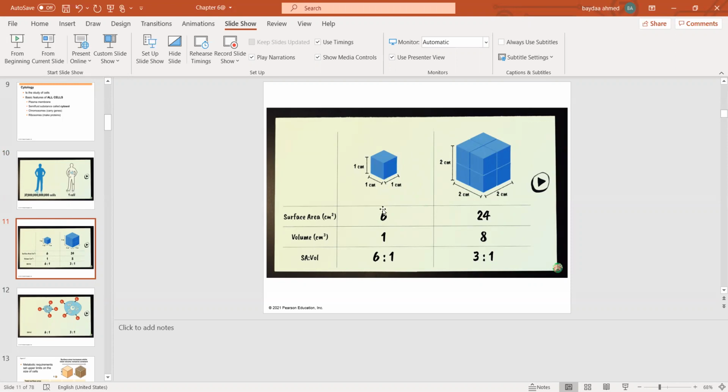The small cube has a surface area of 1 by 1 by 6. It will give 6 centimeters squared. For the large cube, we have 2 centimeters each, so it's 2 by 2 by 6. It will give 24 centimeters squared for the large cube. So the larger cube has a large surface area, but also has a large volume.